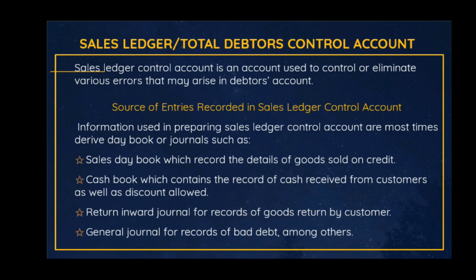So the source of entry can be from the sales day book, which contains the record of credit sales to customers, or the cash book, which contains the record of the cash received from customers or the discount allowed to the customers. We also take information from the return inward journal, which contains the record of the goods returned by the customers. And lastly, we also get information from the general journal, where the record of bad debts that are written off are kept, among others.